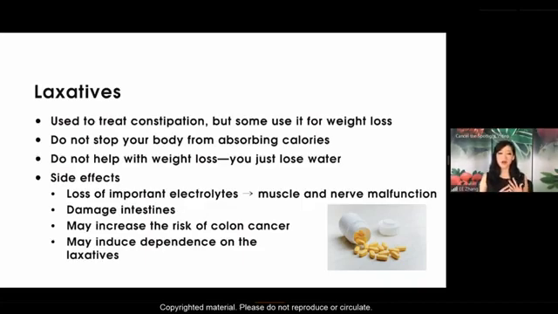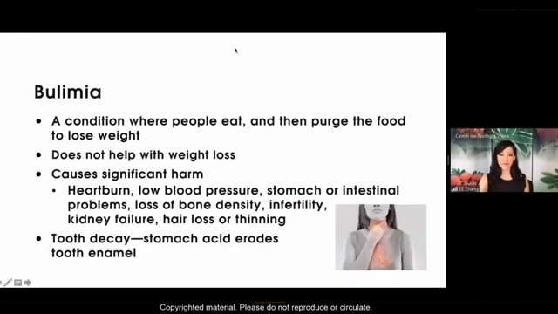So laxatives are not evil. If you have really bad constipation, you can consider using laxatives, but it's not something that is effective for losing weight. Another thing is bulimia. Now, bulimia is different from anorexia. It is a condition where people binge and purge.